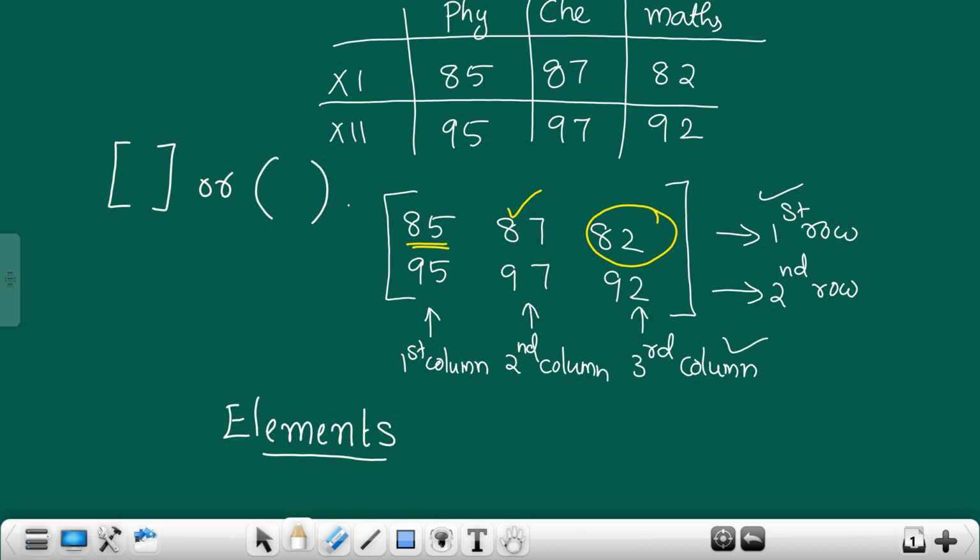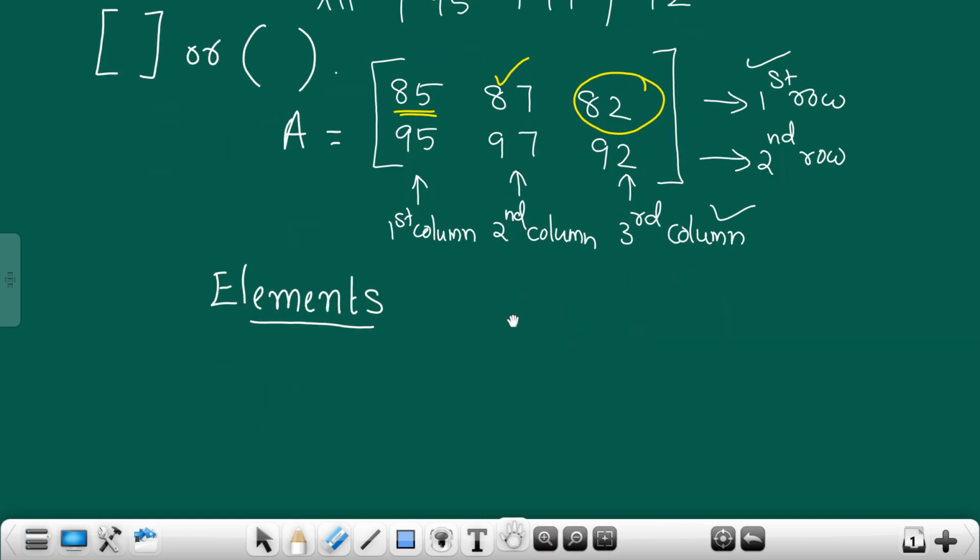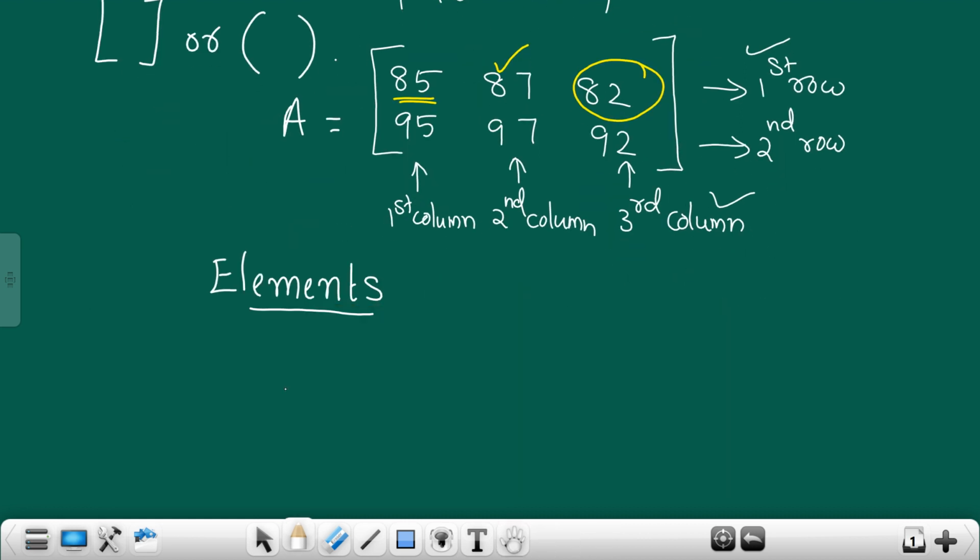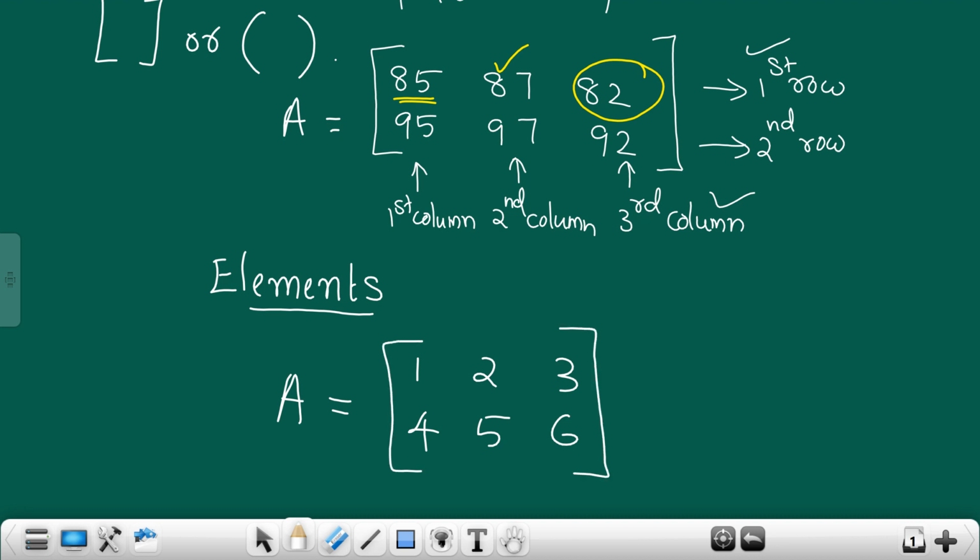Matrices are usually denoted by capital letters of the English alphabet, namely capital A or B, etc. Here one example is matrix A equal to 1, 2, 3, 4, 5, 6. 1, 2, 3, 4, 5, 6 are the elements of the matrix, and A is the name of the matrix.